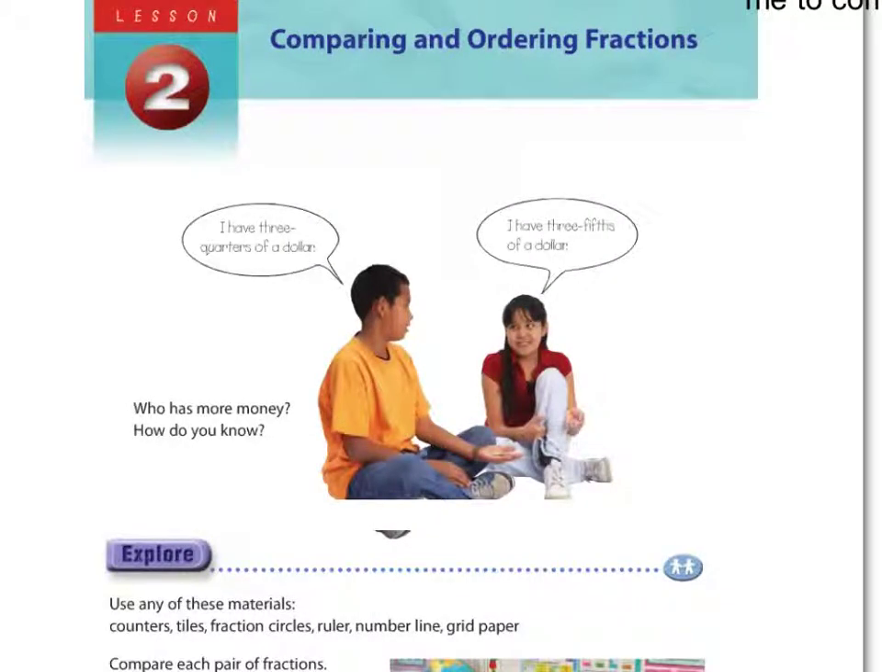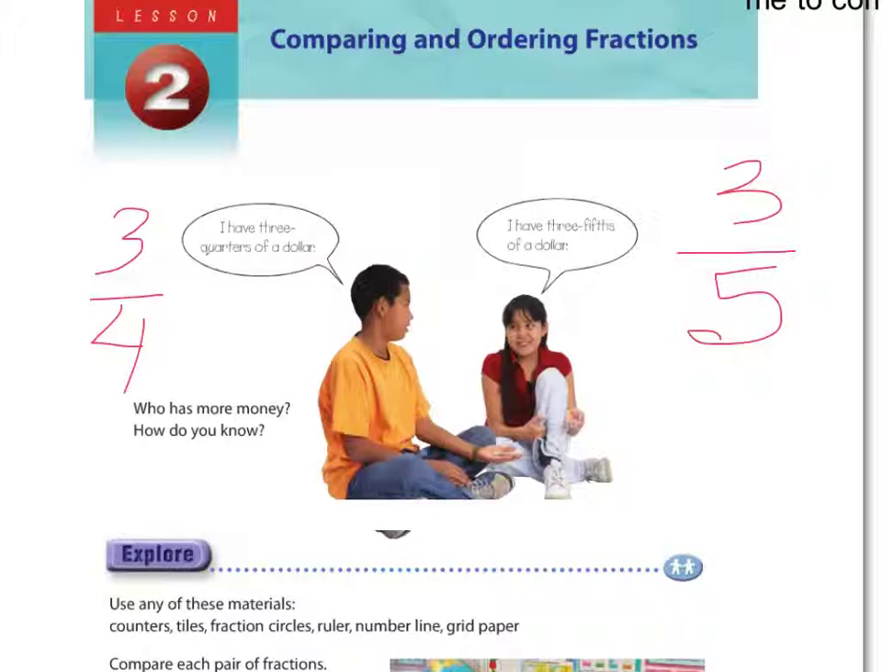All right, let's start and take a quick look at our first question here. I have 3/4 of a dollar, so 3/4 as a fraction. And I have 3/5 of a dollar. Who has more? How do you know? Turn and talk to your elbow partners. Press pause and turn and talk to your elbow partners. Any thoughts on which one of those fractions is larger and why you think so?